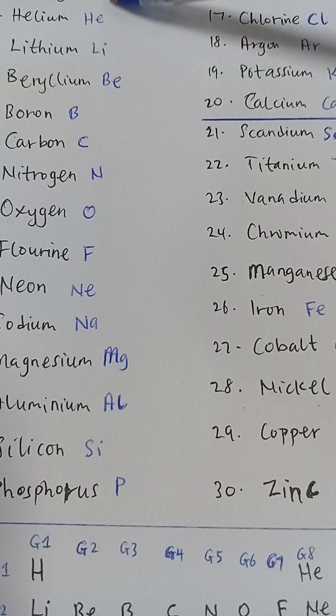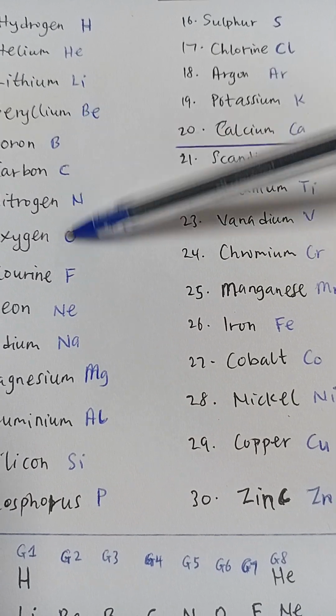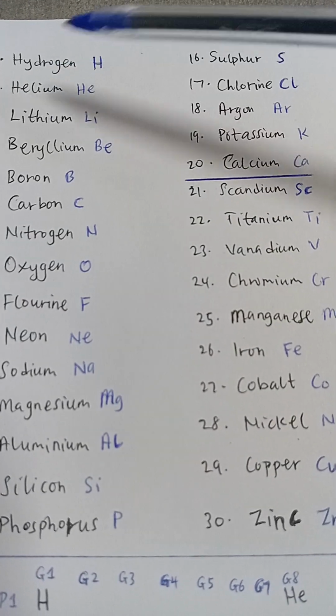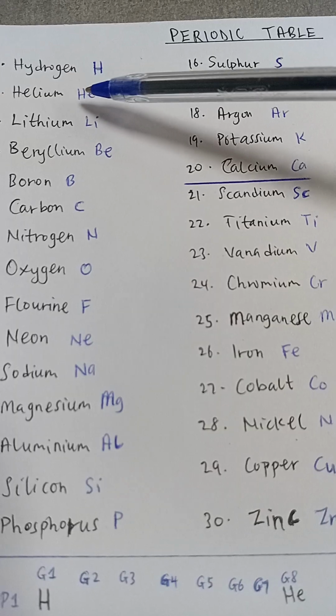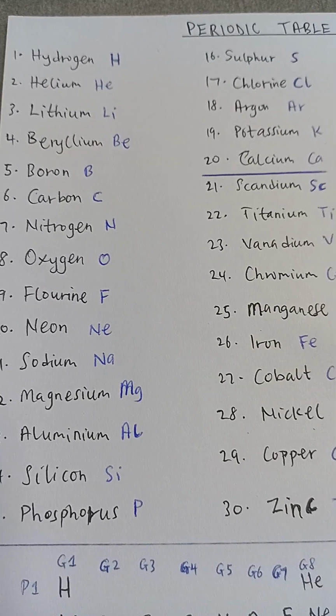Written in blue are their symbols. So the symbol for hydrogen is capital H. Helium is capital H, small e. So we have to know their symbols.